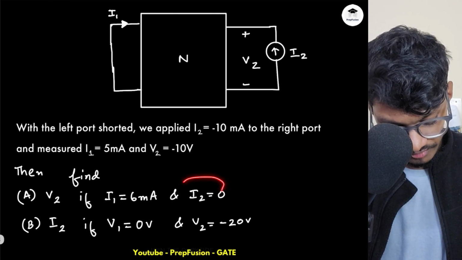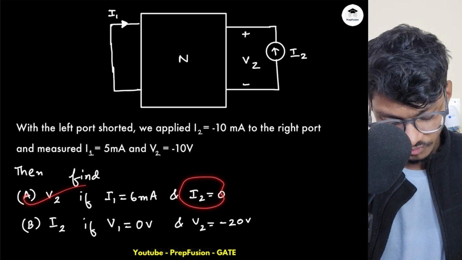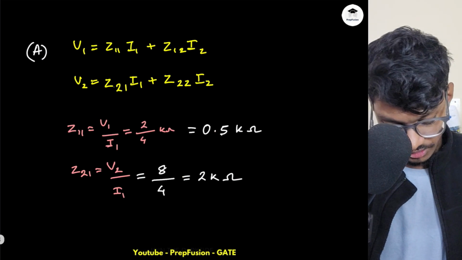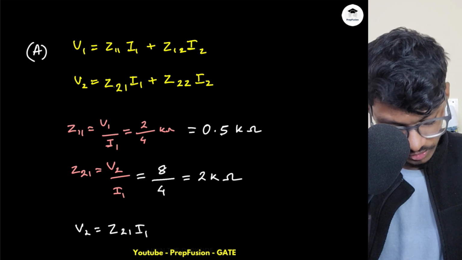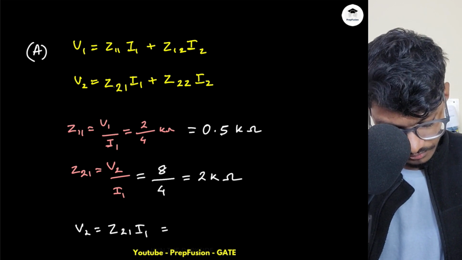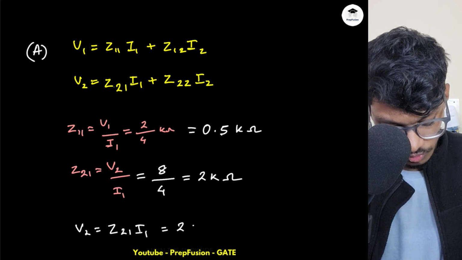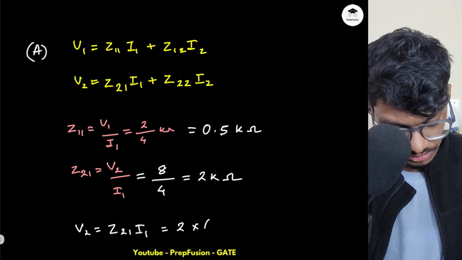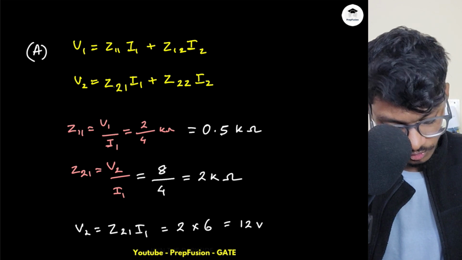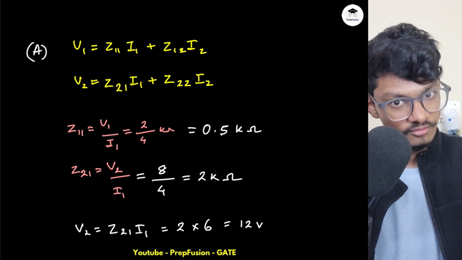They have already given me I2 is 0. Again, that's the same thing. V2 will be simply equal to what? If I2 is 0, V2 will be simply Z21 into I1. So it is 2 times I1. I1 they have given me as 6 milliamperes. So it will be 12 volts. So 12 volts will be the answer for the first option.